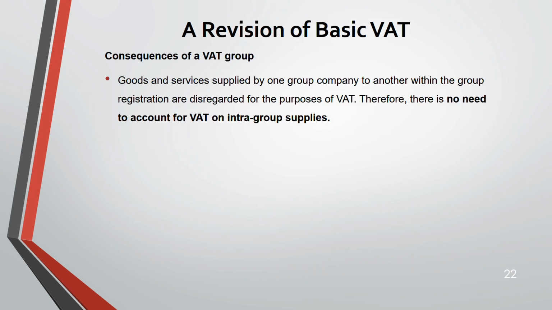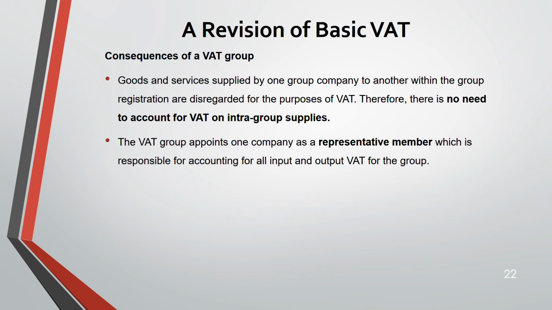Next consequence. Goods and services supplied by one group company to another within the group registration is ignored for the purpose of VAT. Therefore, you don't have to account for the VAT on intra-group supplies. That's good. That's an advantage. Any transaction between intra-group is ignored for VAT.